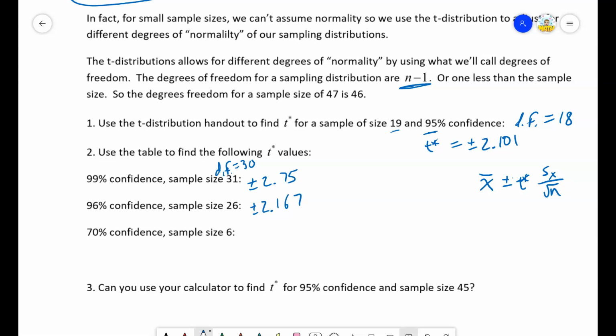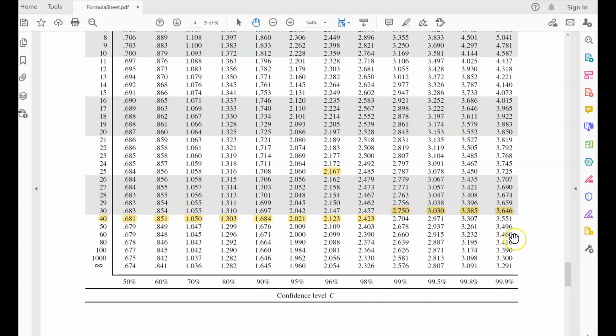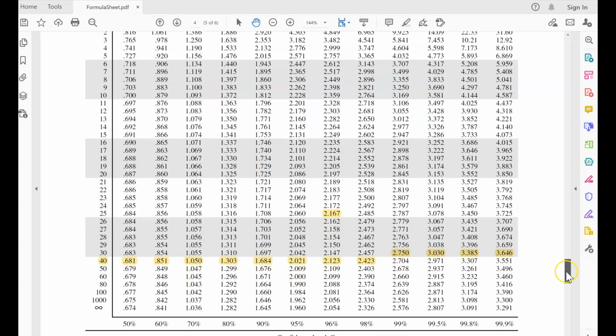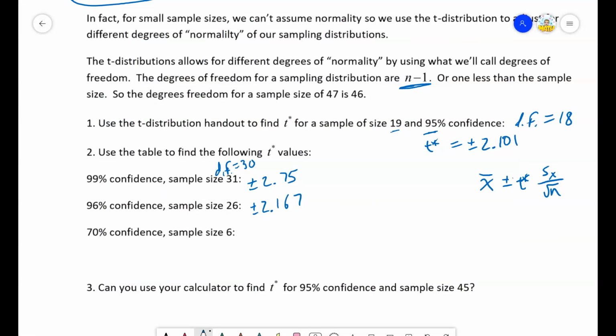And now we have 70% confidence and a really small sample size of 6, which is 5 degrees of freedom. So we scroll up here, 5 degrees of freedom, 1.156, plus or minus 1.156.